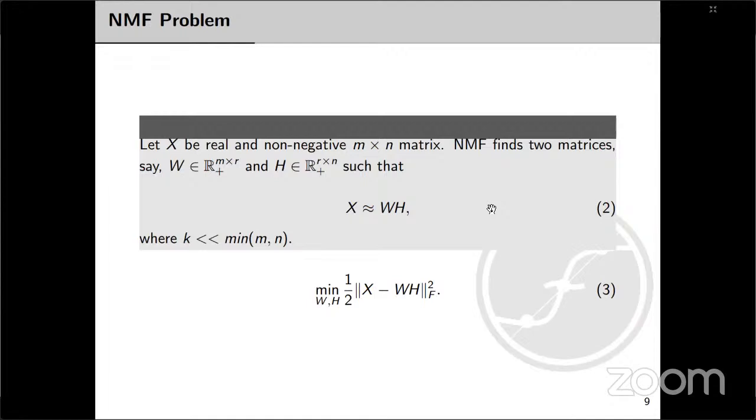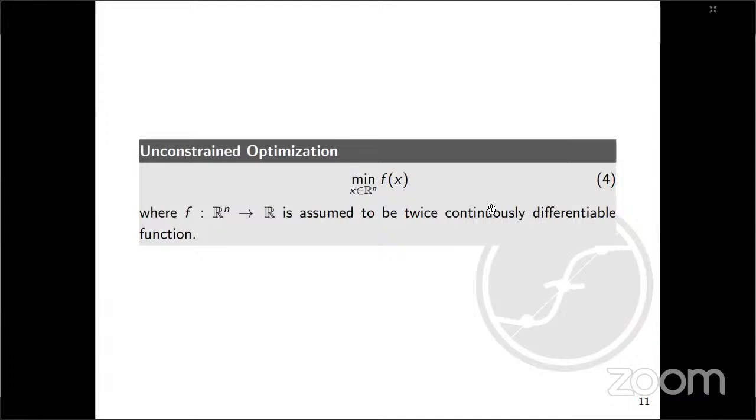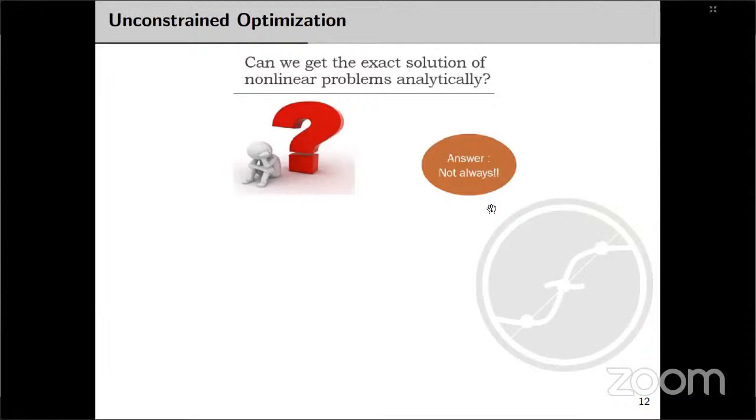So now let's look at unconstrained optimization. If you have a real valued function f from R^n into R, then the problem of finding the minimum of f(x) over the whole R^n is called the unconstrained optimization problem. Normally, we assume that the function f is a twice continuously differentiable function.